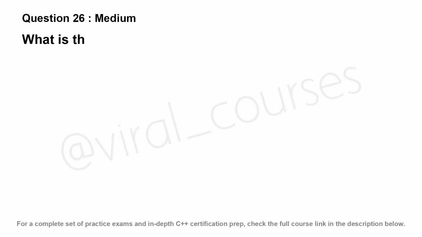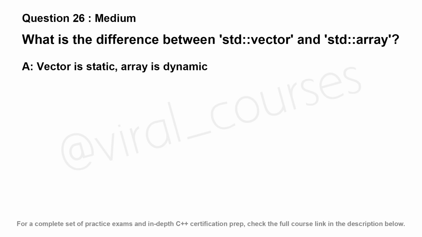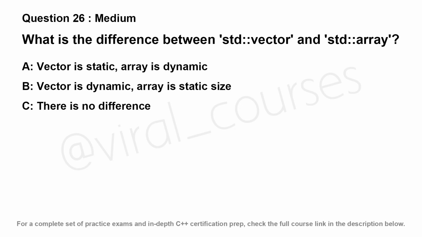What is the difference between std::vector and std::array? Option A. Vector is static. Array is dynamic. Option B. Vector is dynamic. Array is static size. Option C. There is no difference. Option D. Vector cannot be used with integers.